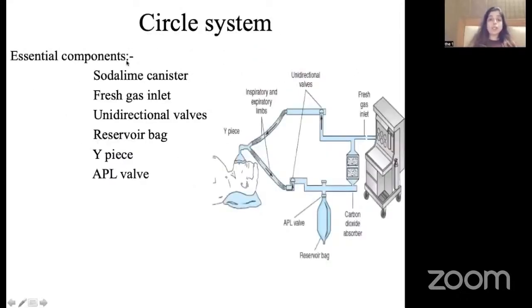What are the essential components? There is a soda lime canister in which the CO2 absorbent is stored, as there is rebreathing of the gases. So CO2 is absorbed by this CO2 absorbent and the gases are rebreathed by the patient. Fresh gas inlet is there. There are unidirectional valves in the inspiratory and the expiratory tube for unidirectional flow of gases. There is a reservoir bag, there is an APL valve, and there is a Y piece at the patient end.